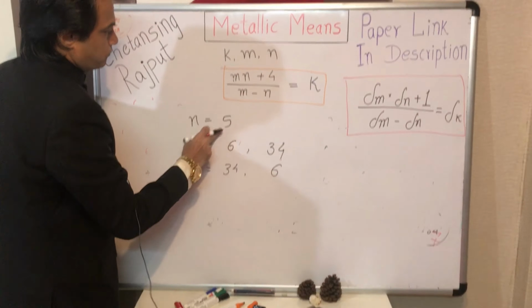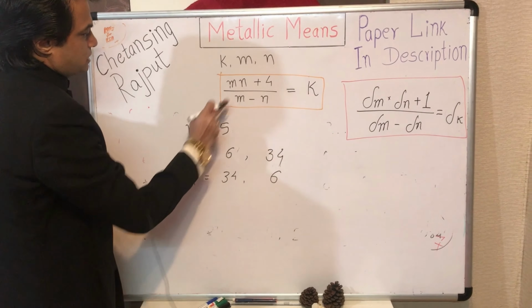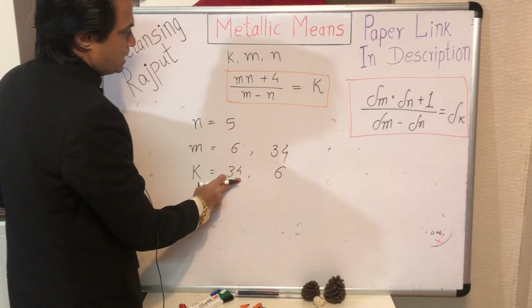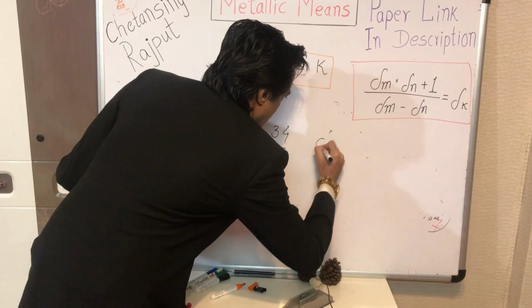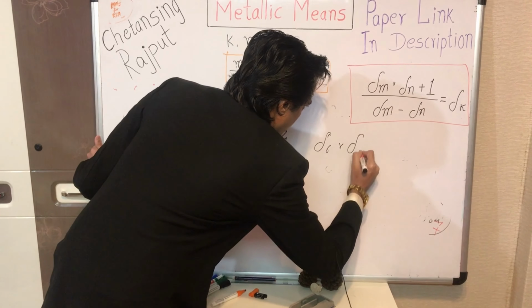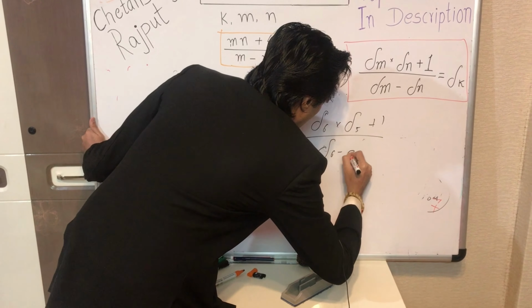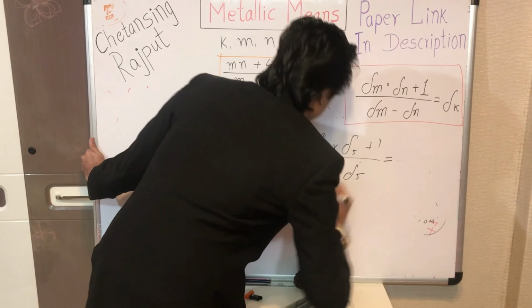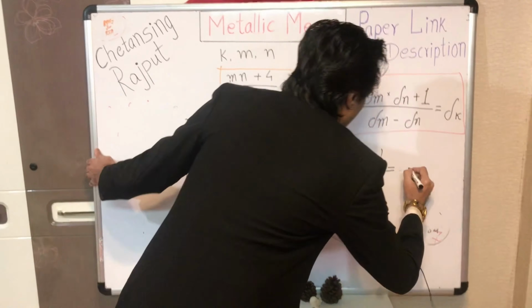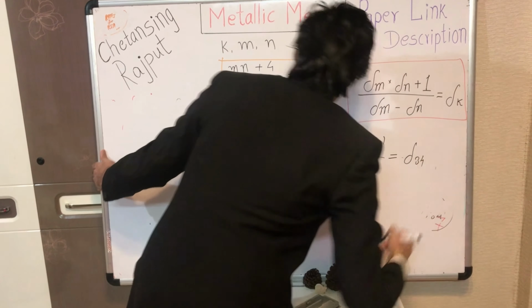M is equal to 6th, n is equal to 5, we will get the value of k is equal to 34. Hence, delta 6th into delta 5 plus 1 upon difference between 6th and 5th metallic ratio, that will give the precise value of 34th metallic ratio.